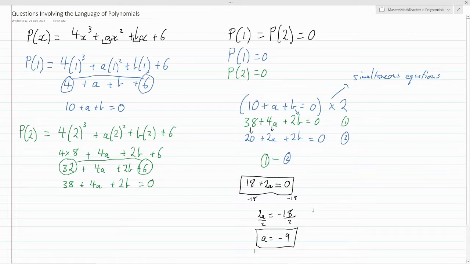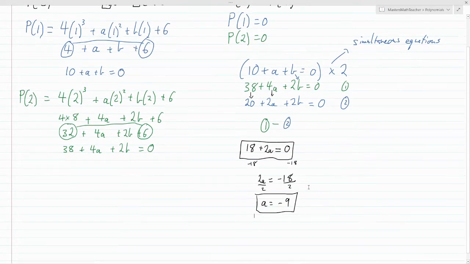Now we've got one of the missing variables. How do you think we find the other missing variable? Sure enough, we just sub it into one of the equations. I'm going to sub it back into our first blue one, because that's our nicest one here. So I'm going to go 10 plus negative 9 plus b equals 0.